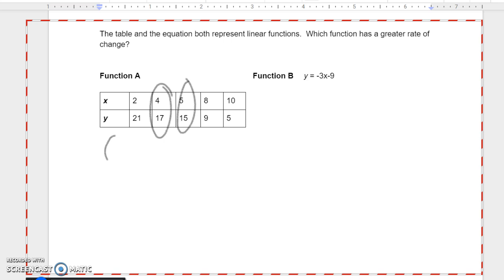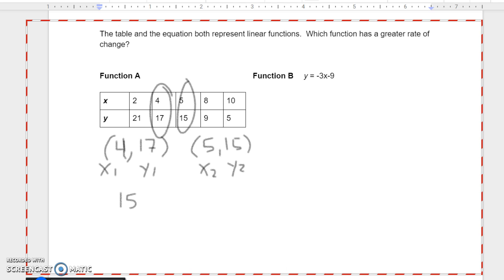We have x, y, and we have x, y. So we know this is our x1, y1, x2, y2. So in order to find the rate of change of this function, we're going to use our slope formula and find the rate of change.